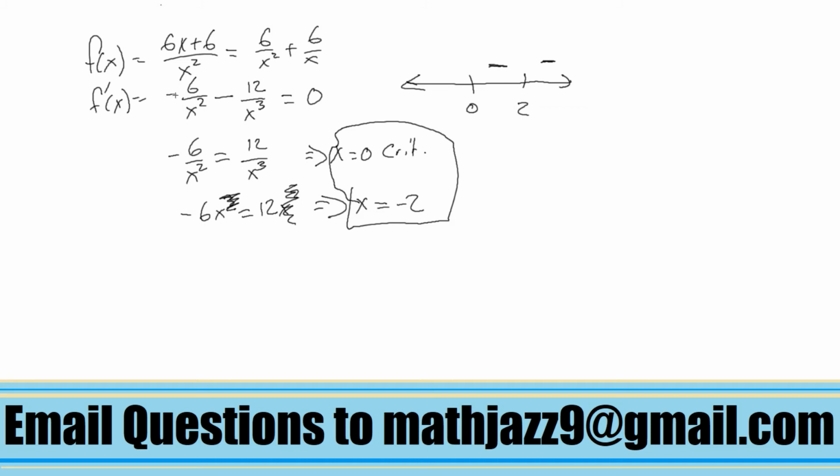If I plug in negative 1, I get negative 6 over negative 1 squared, which is positive 1, so this is a negative number. Then negative 12 over negative 1 cubed: negative 1 cubed is a negative number, and that negative will cancel this negative and give a positive number. So I'll get positive 12 and negative 6, so I'm going to get a positive value there. This tells us that our function is increasing from negative infinity to 0, and decreasing between 0 and 2, and between 2 and infinity. So these are our intervals of increasing and decreasing.